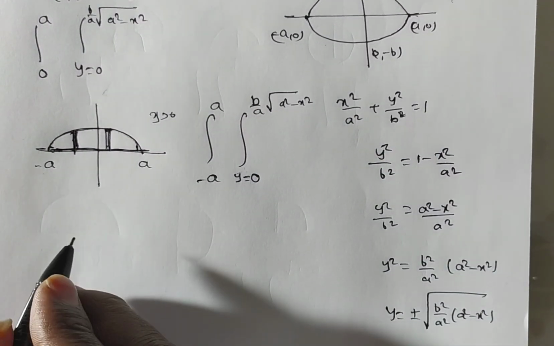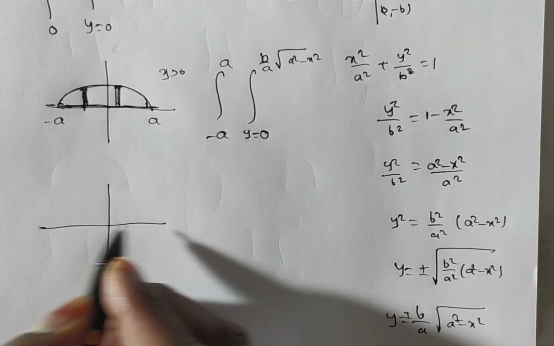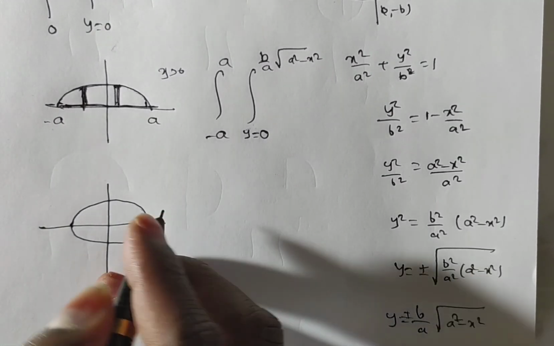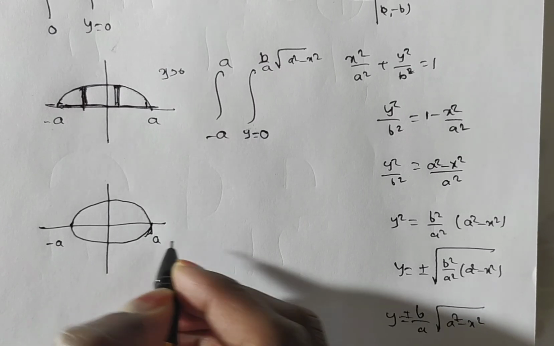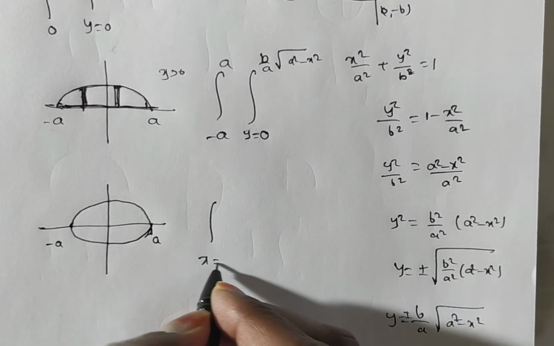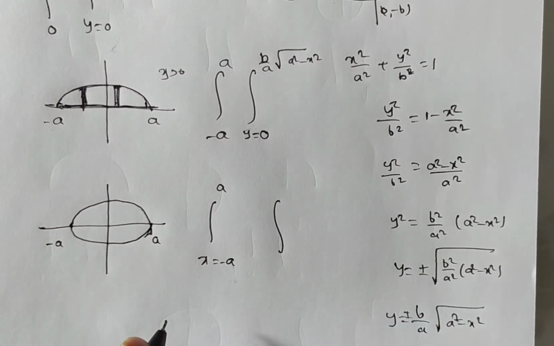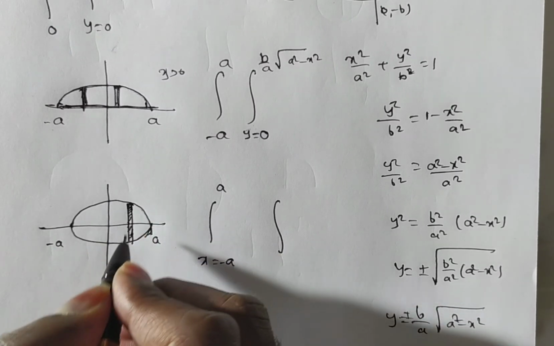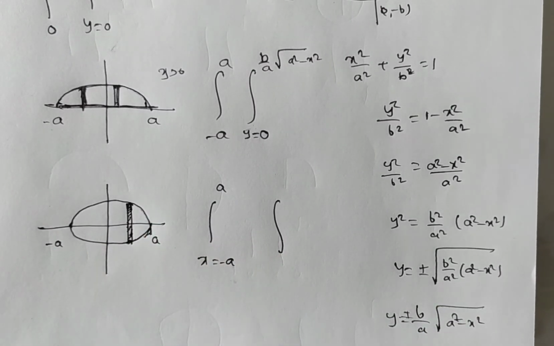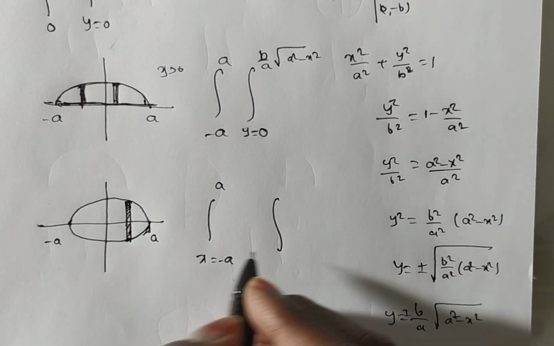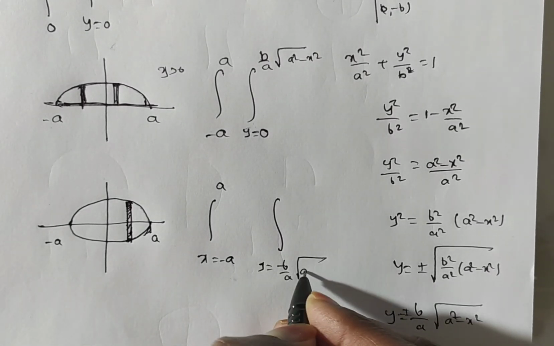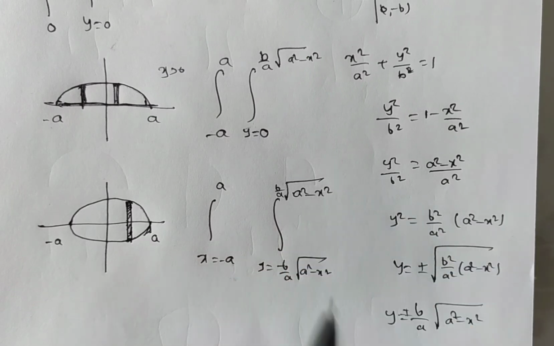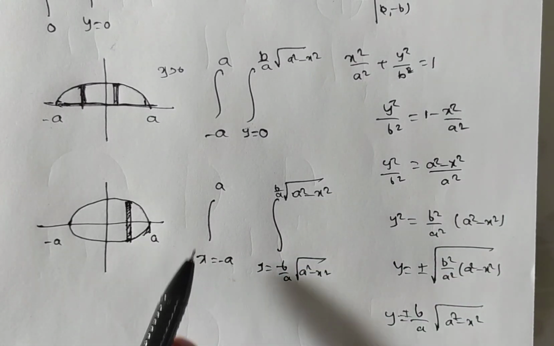Okay. Next, suppose they give the full ellipse, tell me. Full ellipse if they give, a rough sketch only, don't mind that I am not drawing properly. Okay, minus a to a. So here the limits are x is equal to minus a to a, and y limits you want. For y limits, draw the strip which is parallel to the y axis. This strip touches the lower ellipse on the downside, so y is equal to minus b by a square root of a square minus x square, and the upper curve is plus b by a square root of a square minus x square. That's it. So friends, in this case we have written y independent.